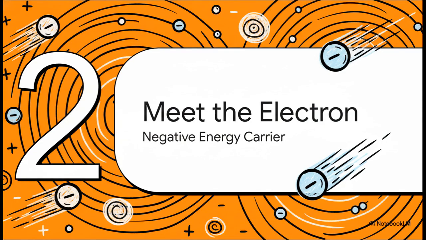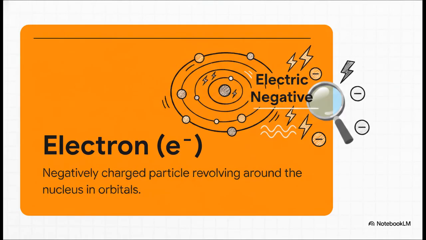Moving right along to part two, meet the electron, the negative energy carrier. So let's meet our first character. The electron is this hyperactive particle that lives life on the edge. By definition, it's a negatively charged subatomic particle. And a quick cheat code for you, just remember electric equals negative. But it doesn't just sit still, right? It revolves around the nucleus in specific energy levels, or orbitals.